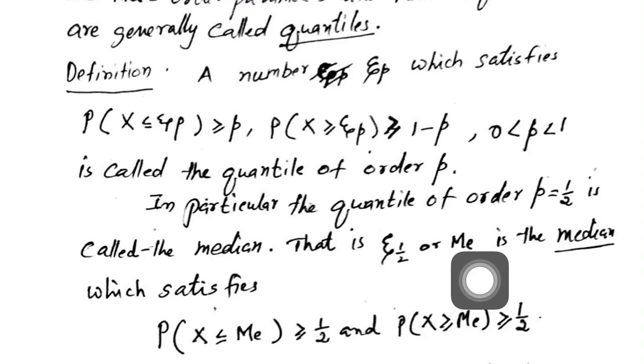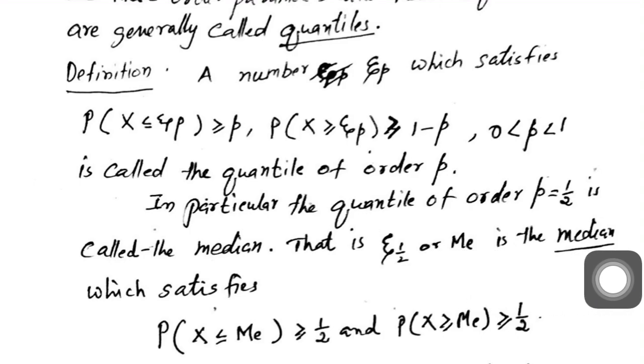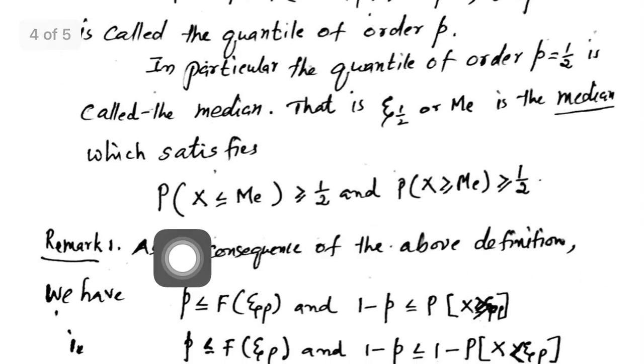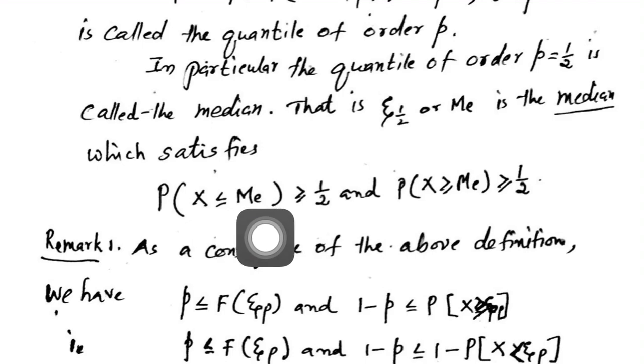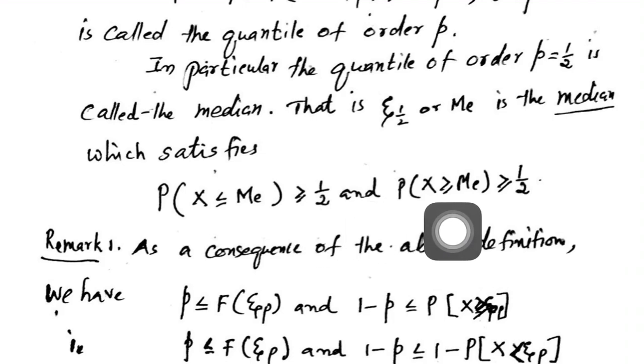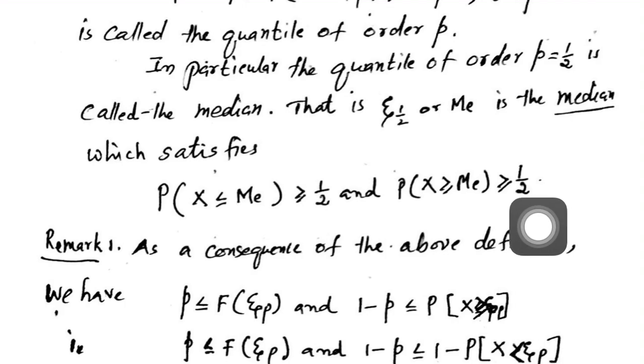Okay, so what is the median? Median is that value of x such that these two conditions are satisfied. What are these conditions? Probability that X less than or equal to psi 1 by 2 or ME is greater than or equal to p, that means 1 by 2, and probability that X greater than or equal to ME is greater than or equal to 1 minus 1 by 2, that is 1 by 2.